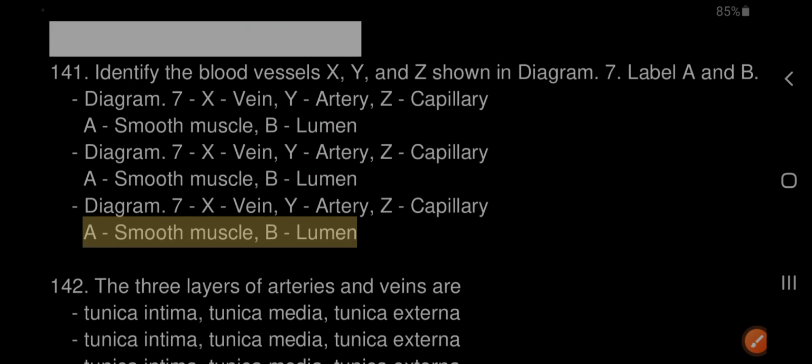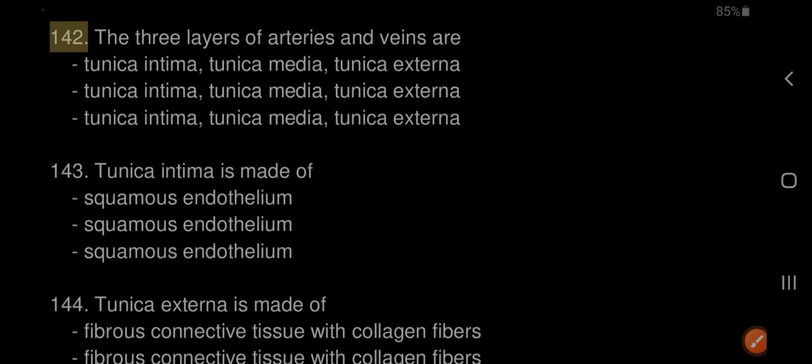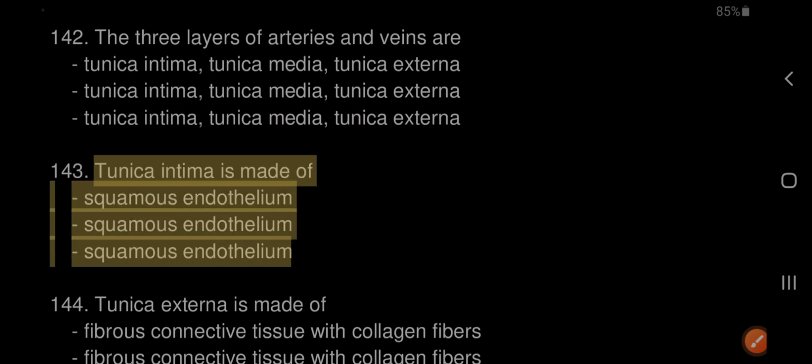142. The 3 layers of arteries and veins are tunica intima, tunica media, tunica externa. 143. Tunica intima is made of squamous endothelium.